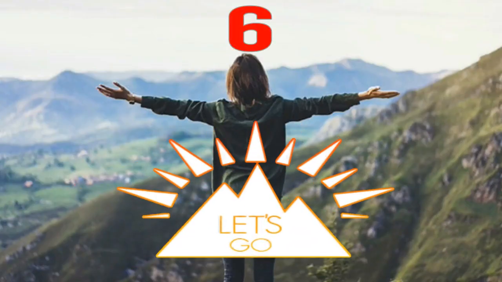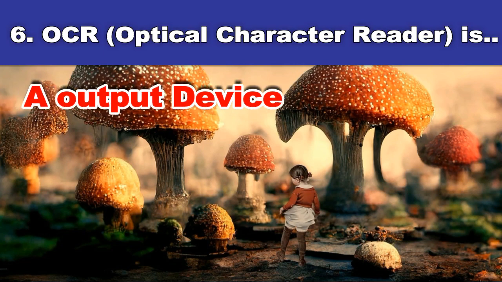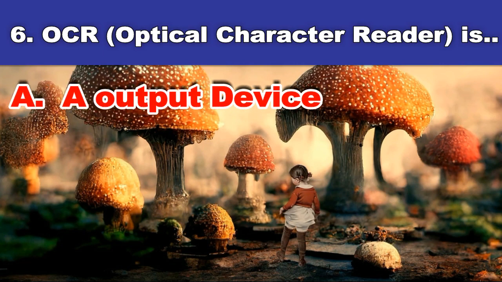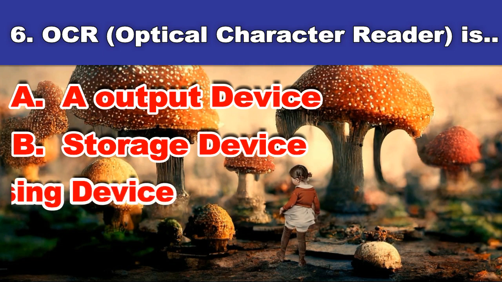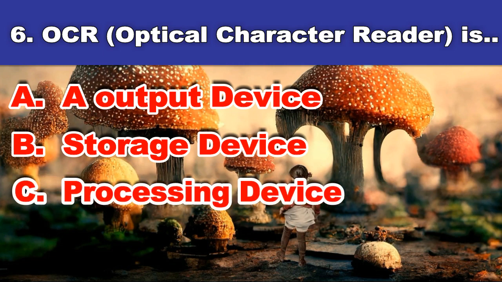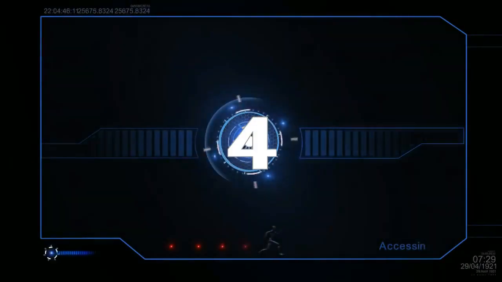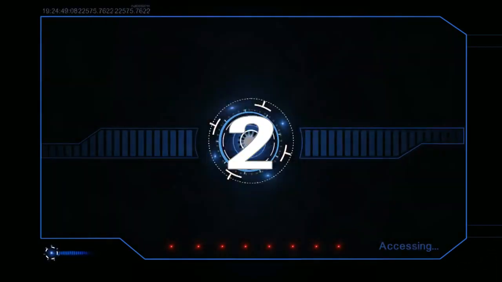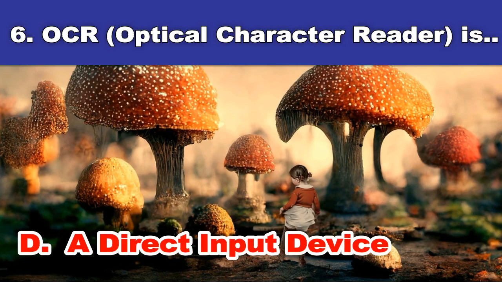Sixth question. OCR, optical character reader, is A. Output device, B. Storage device, C. Processing device, D. A direct input device. And the answer is a direct input device.